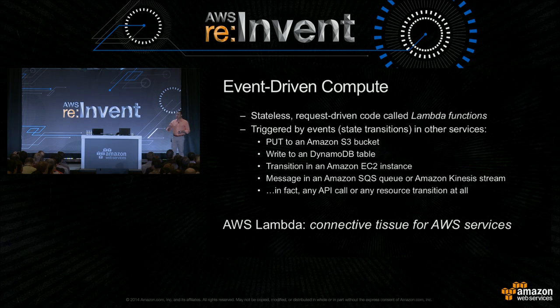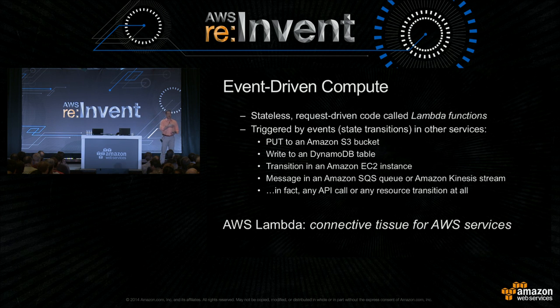It's all about taking stateless, request-driven code that we call Lambda functions, and then triggering those Lambda functions on all of these different events. So as something happens in an AWS service, you can have a trigger or an event handler that goes and takes action to respond to that. And that action can be anything you want. It's just code. You can call other AWS services. You can call other web services.